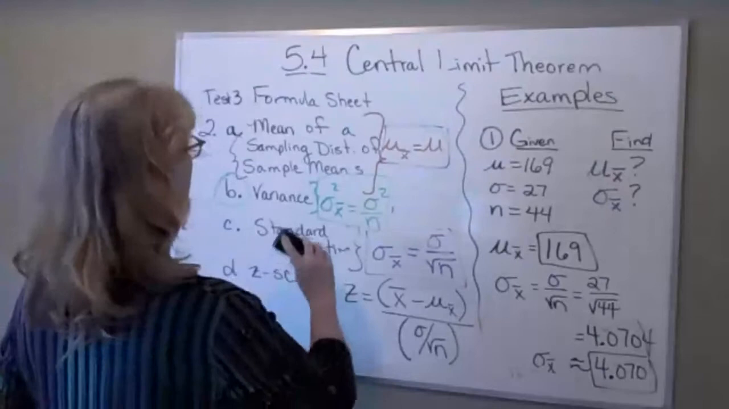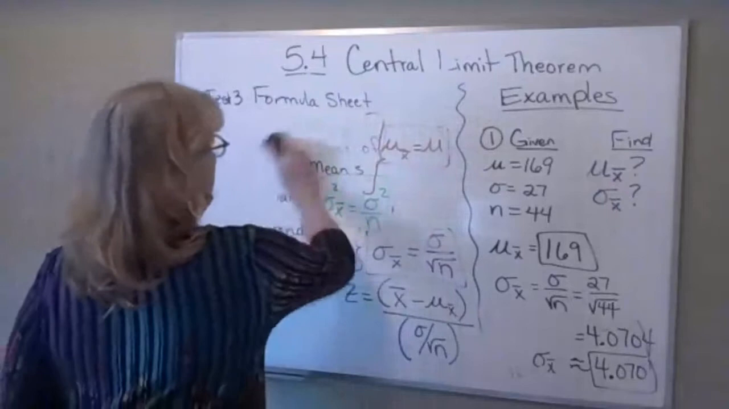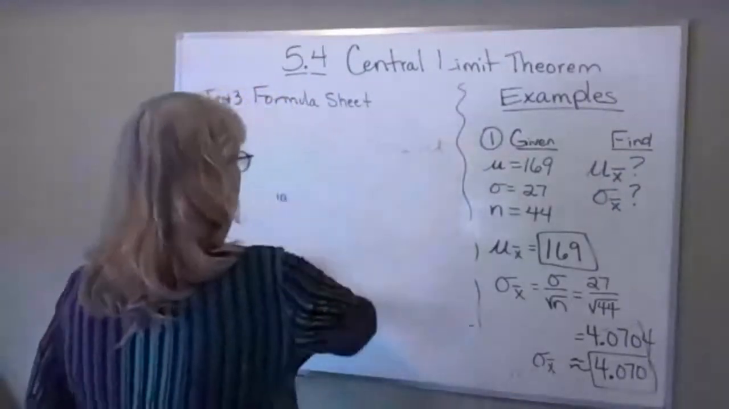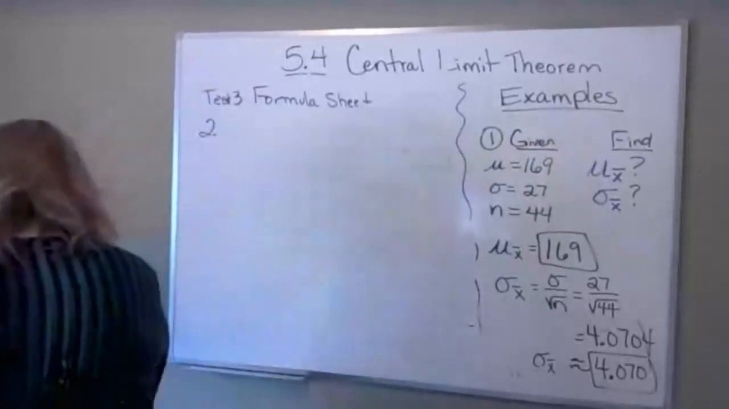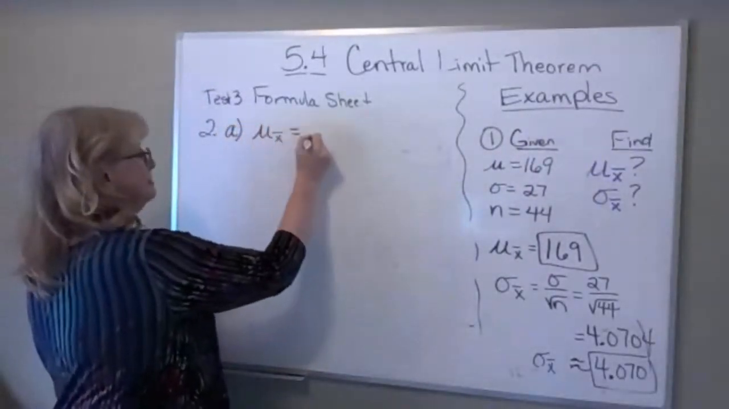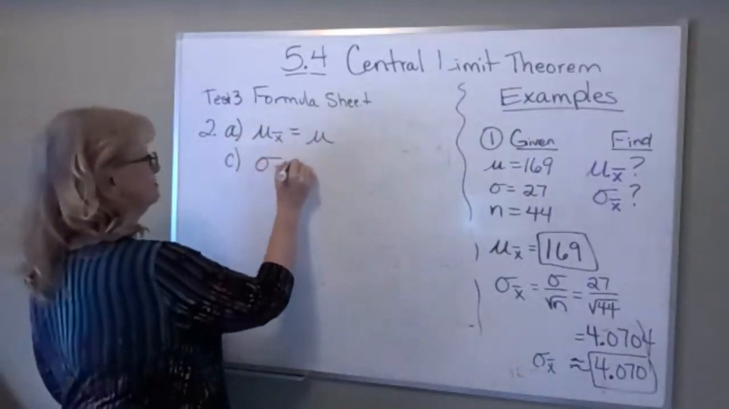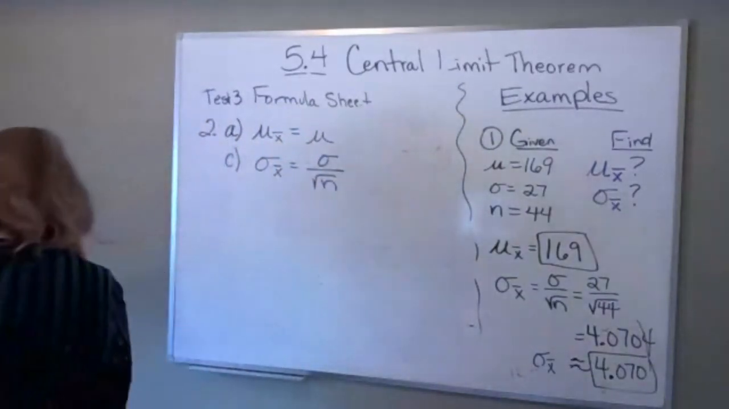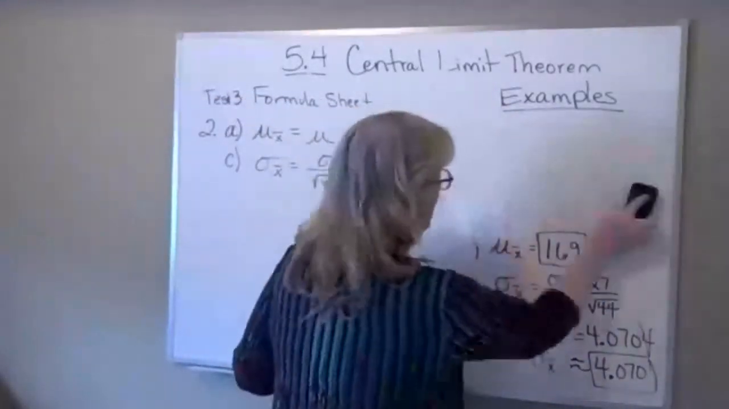And I think I'm going to condense this a little bit. I'm going to put the parts that you need most are the A and the C parts. So the A part told us the mean of the sample means is the same as the mean of the population. And the C part told us the standard deviation of the sample means is the standard deviation divided by the square root of n. So those are the 2 main formulas I'm going to need. I'm going to put just those 2 up here. And let's go to number 5.